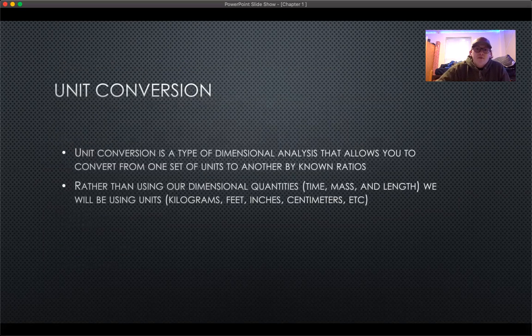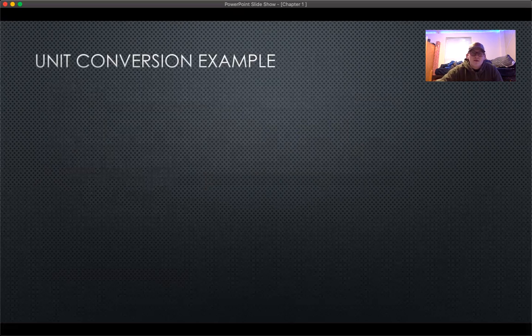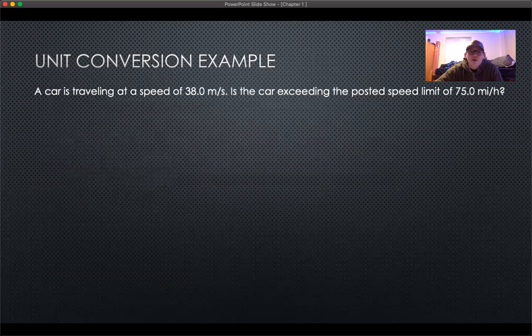Now, unit conversion is a type of dimensional analysis that allows you to convert from one set of units to another by known ratios. Rather than using our dimensional quantities, time, mass, and length, we will be using units, kilograms, feet, inches, centimeters, etc., whatever you want to choose. Here's an example of unit conversions. You have a car traveling at a speed of 38.0 meters per second. Is the car exceeding the posted speed limit of 75 miles per hour?